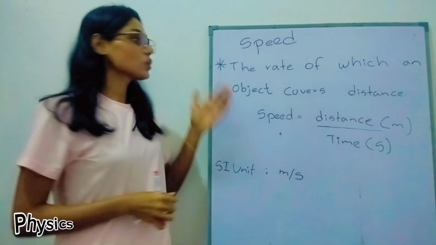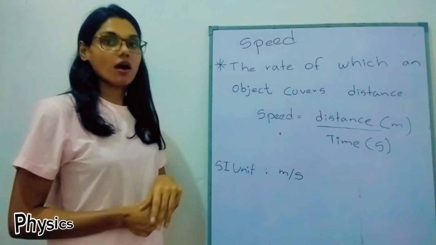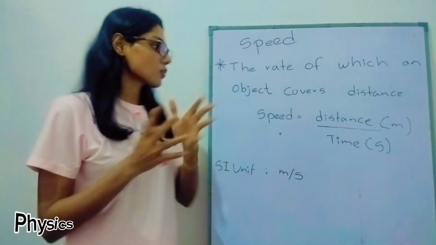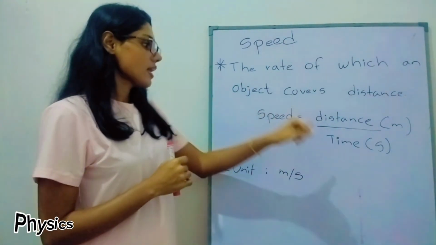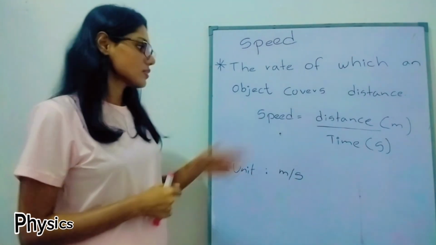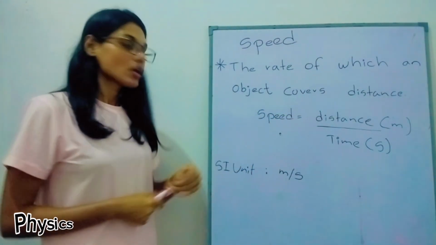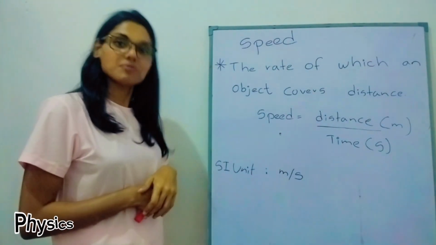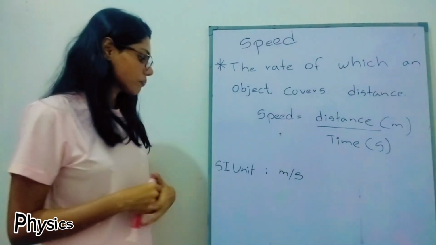Now let's learn what is speed. Speed is the rate at which an object covers distance. So speed is the rate of change of distance. Speed equals distance divided by time. We use this equation to find speed when we have distance and time.